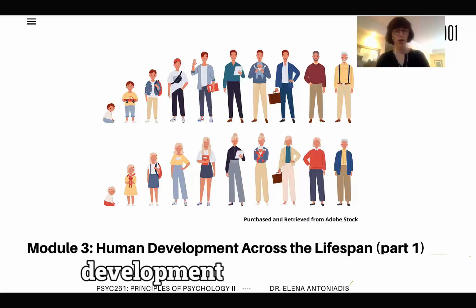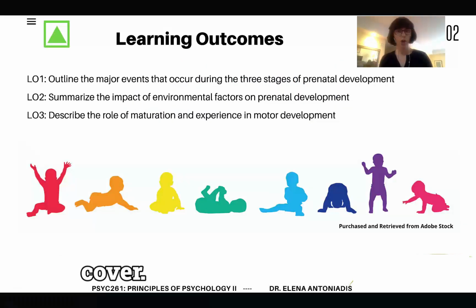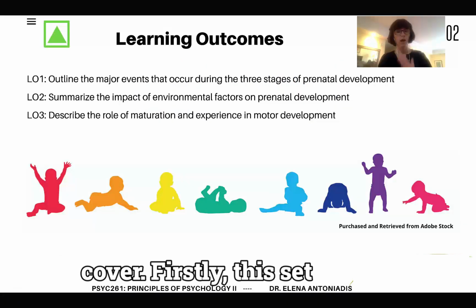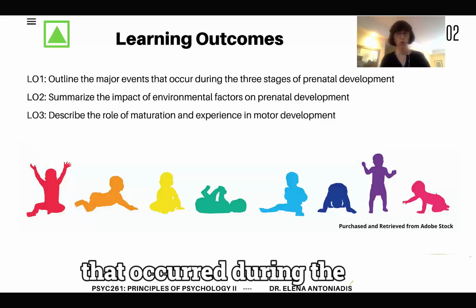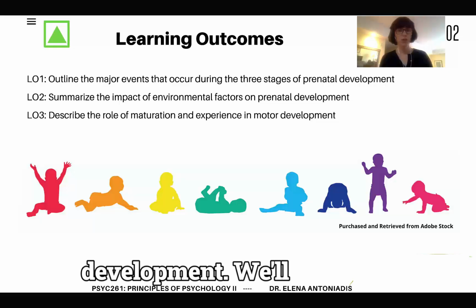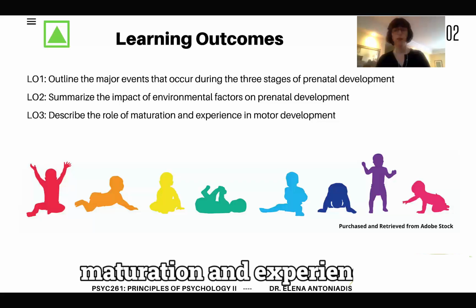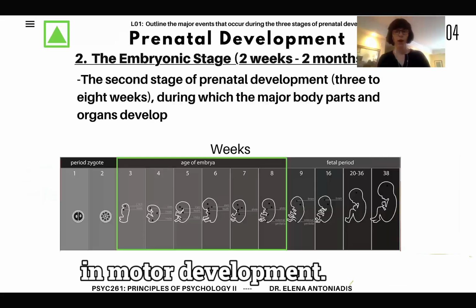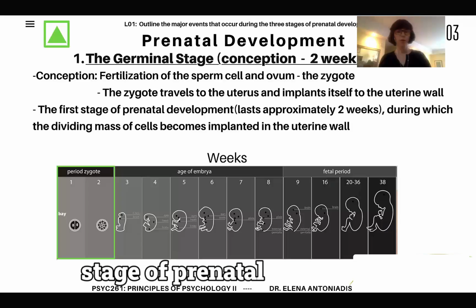Module, we're going to cover human development across the lifespan. So I'm recording the screencast for this module, in which we'll cover, firstly, this set of learning outcomes. We'll outline the major events that occur during the 3 stages of prenatal development. We'll summarize the impact of environmental factors on prenatal development, and we'll describe the role of maturation and experience in motor development. So let's start with the first stage of prenatal development, which is the germinal stage.